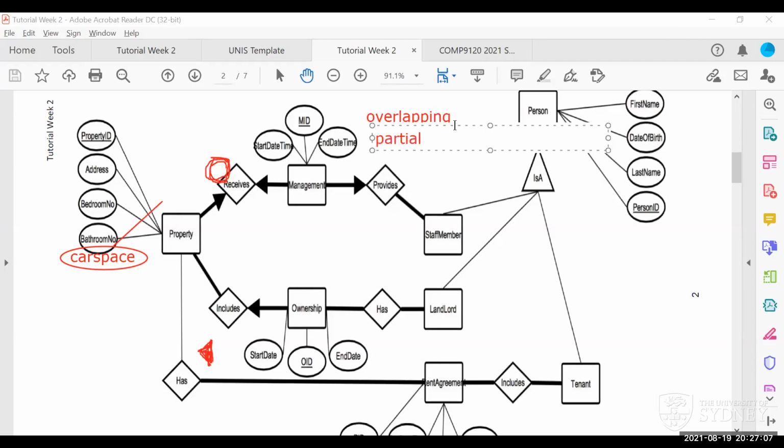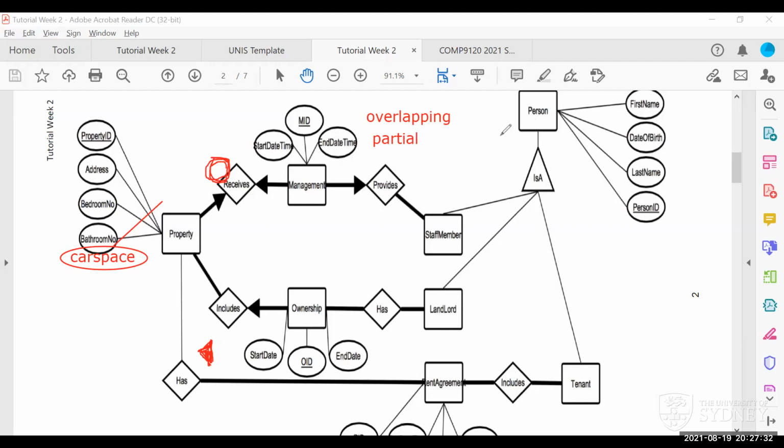Overlapping and partial. And what does this mean? So overlapping means this entity here can overlap, right? So that means a person can be a staff member, can also be a landlord at the same time, and can also be a tenant at the same time. So if I'm a person, I can be the staff, I can also be the landlord, I can also be the tenant. So that's what overlapping means.